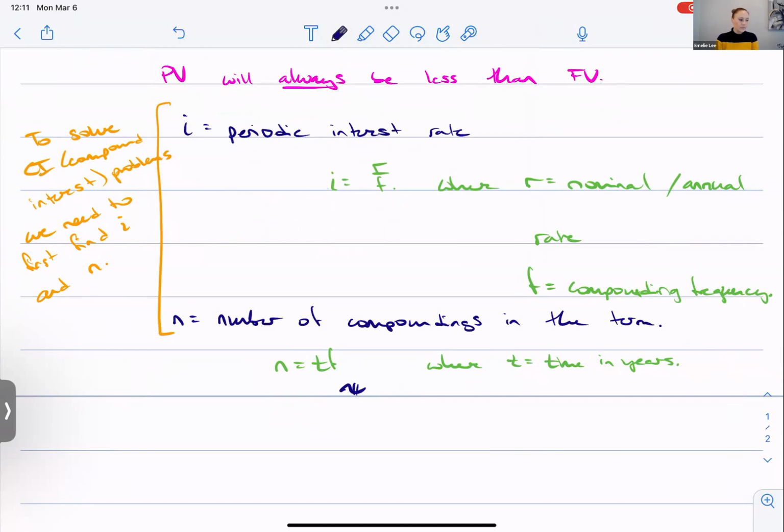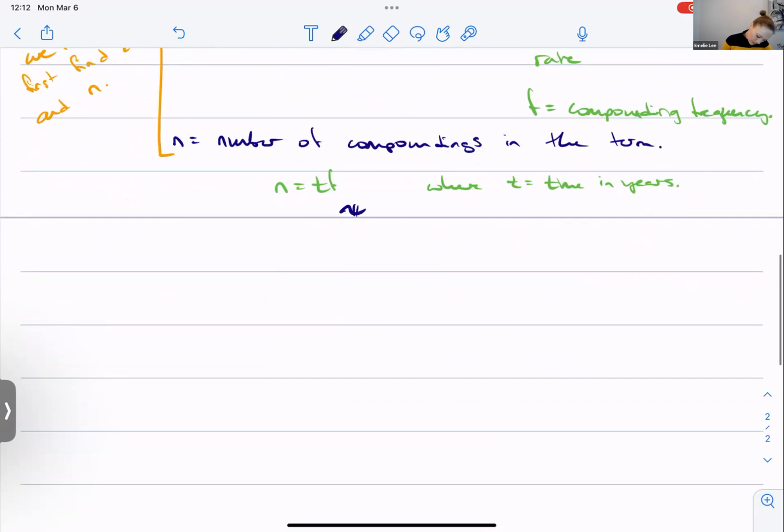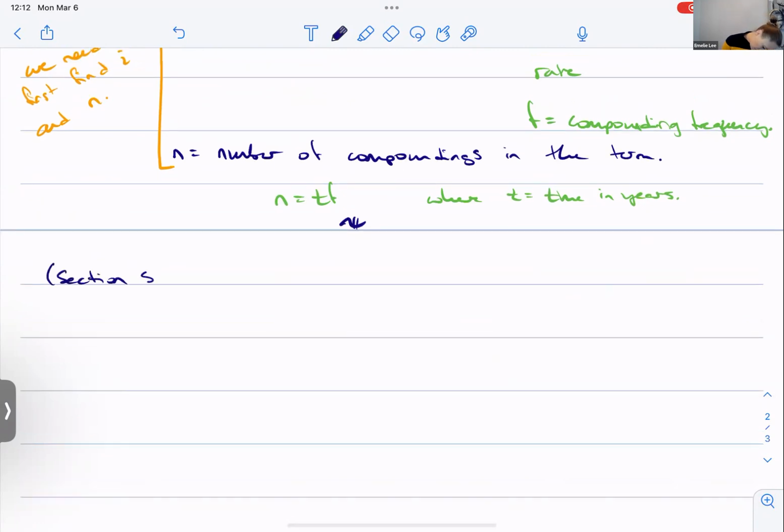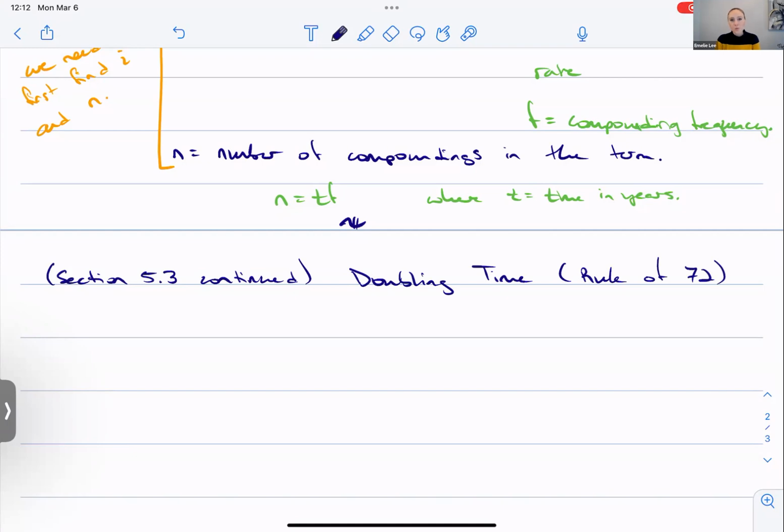So this is where we usually introduce doubling time. It's just kind of a neat trick. Doesn't really have anything to do with compound interest necessarily, but it's just kind of a fun trick to know. Maybe I'll say, this is section 5.3 continued, because we just didn't quite have time to finish section 5.3. All we needed to talk about is doubling time, which is also known as the rule of 72, which you might have heard about in your other business courses, just because it is such a handy tool to know and be able to use.